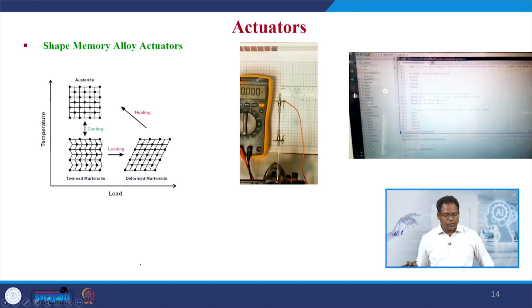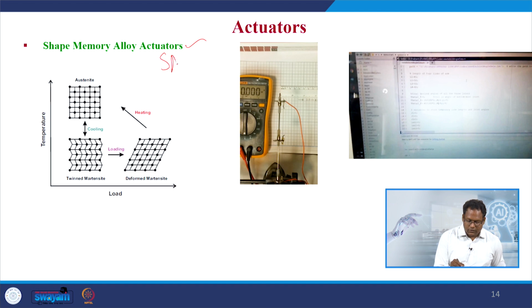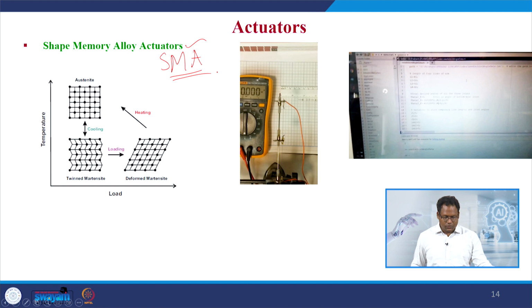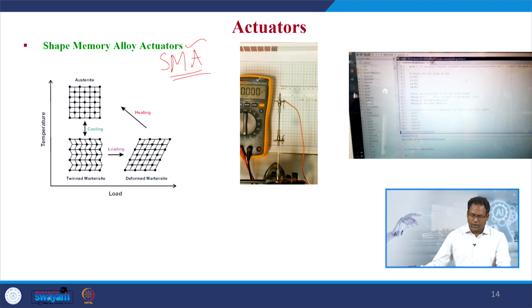Next, we move on to the smart actuator, where we focus on the shape memory alloy actuator, which is SMA actuator. There are two smart actuators, you can say. One is shape memory alloy actuator, another one is a piezoelectric actuator. Here we confine ourselves to only SMA actuator. It is available in two forms, one is the wire form, another one is the spring form.